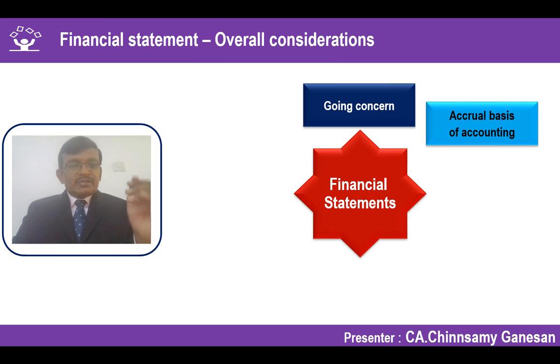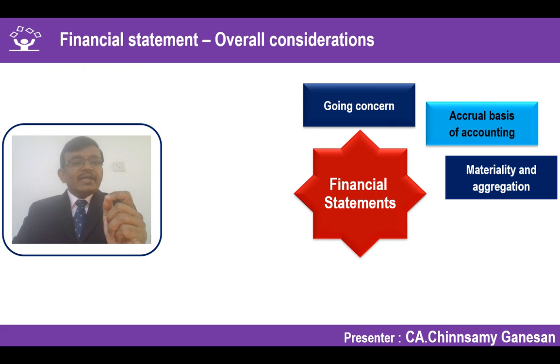It goes without saying, because double entry bookkeeping is being maintained, accrual basis of accounting is an important aspect. Every accounting standard is driven by the concept of materiality. Trivial items can be aggregated and presented as a single line item on the concept of materiality, so that the financial statement will contain only relevant and reliable information rather than excessive information, as would happen if the concept of materiality is ignored and there is no aggregation of items.